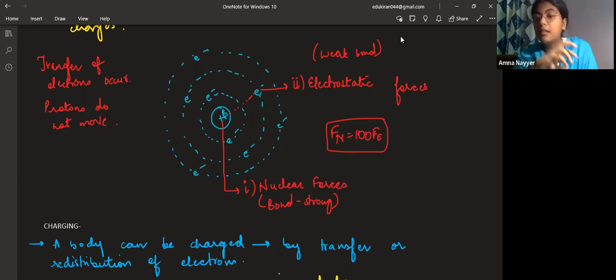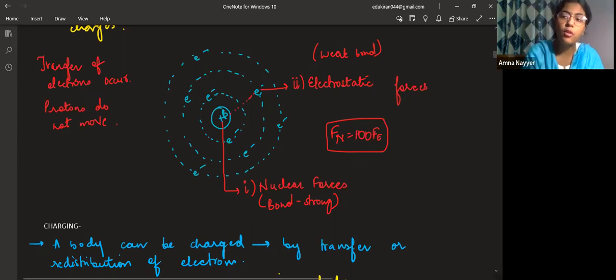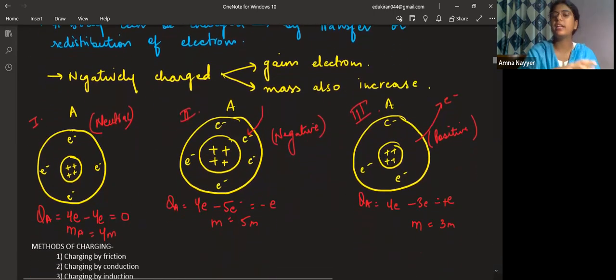So actually it's the transfer of electrons that takes place, which leads to the formation of a positive or negative body. If electrons are moving out from a body, so that body which now has a deficiency of electrons becomes positive, and the body that gains these electrons becomes negative. This is the mechanics behind transfer of electrons. Now for transfer, we also use the term charging. Charging is a process by which electrons are moved.